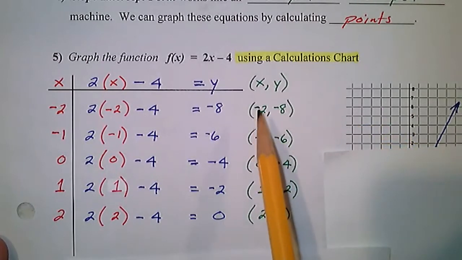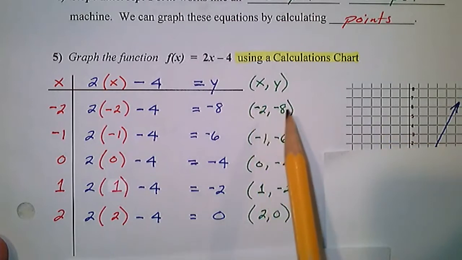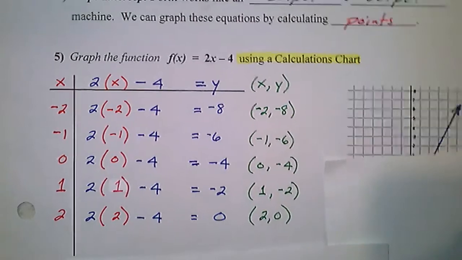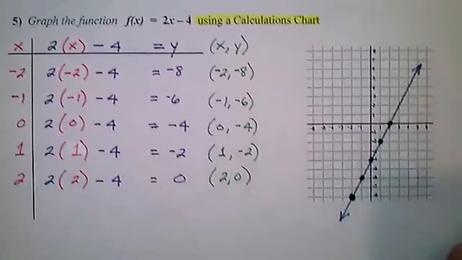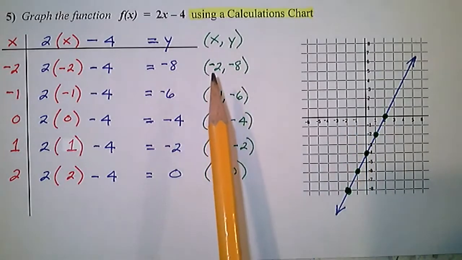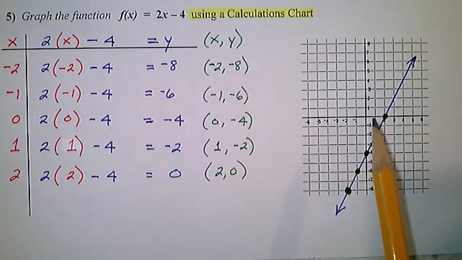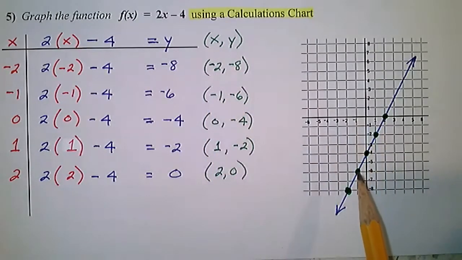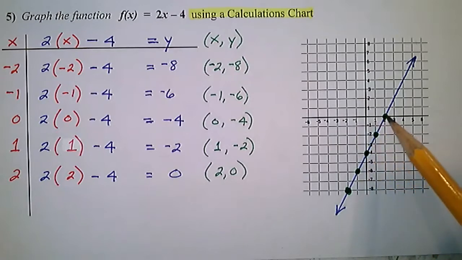Remember, we start with our x. These are like dance partners. The guy leads, and then we go find his dance partner. So we're going to go to -2, then down to -8. And then the next one is -1, -6. Now, we could actually just use the slope or the rate. It's up 2 over 1, up 2 over 1, up 2 over 1, and that puts us at 2, 0.